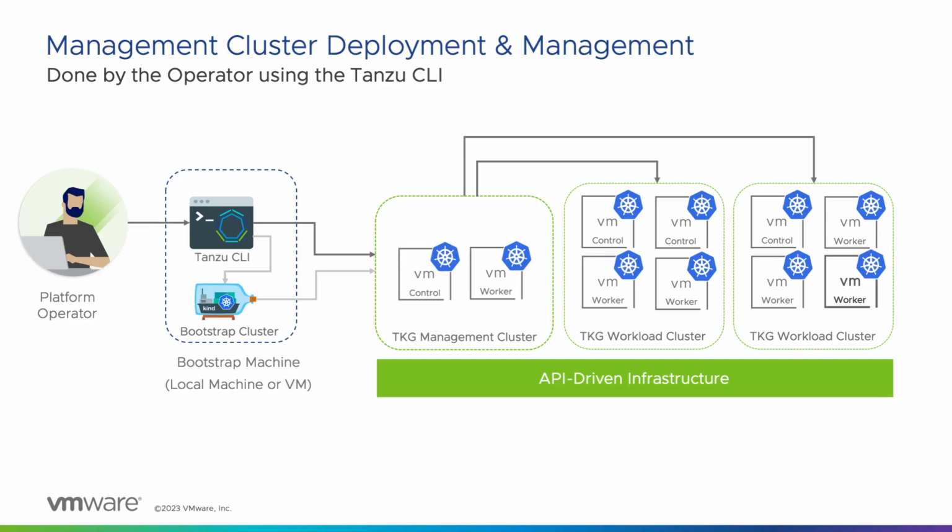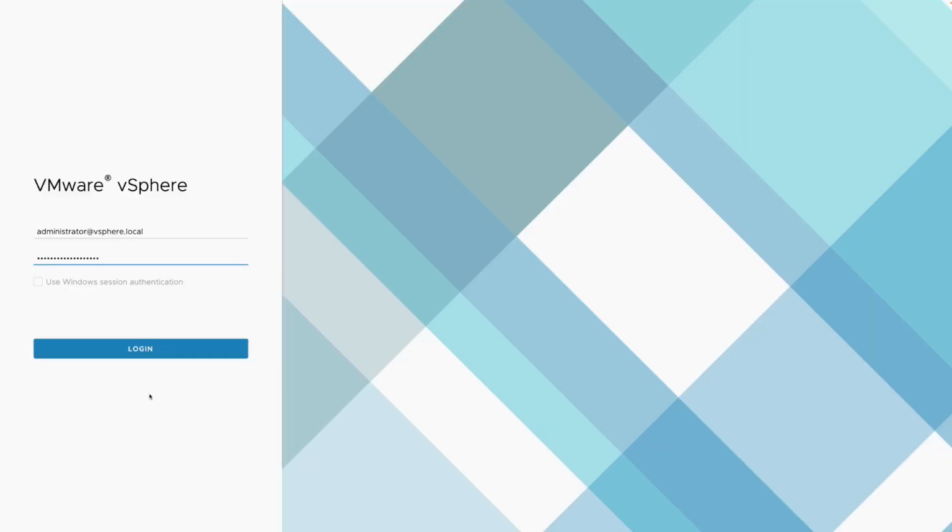So there are a few prerequisites to keep in mind. The Bootstrap machine needs at least a minimum of 6 GB of RAM and a 2-core CPU, and it needs to have Docker and the containerd binaries installed. In order to start deploying my Bootstrap machine, the first thing I'm going to do is log into the vCenter.